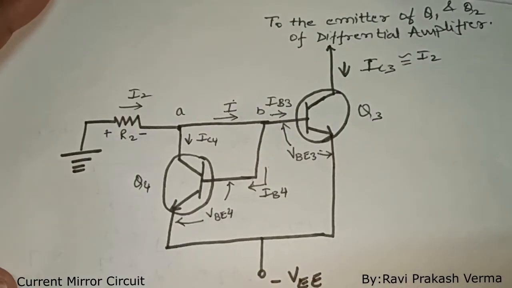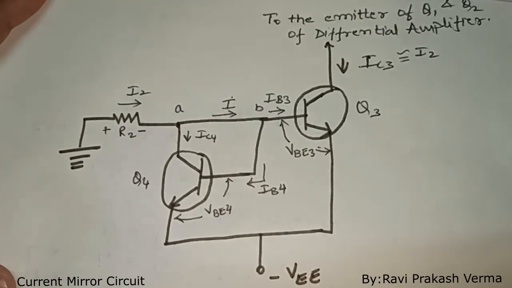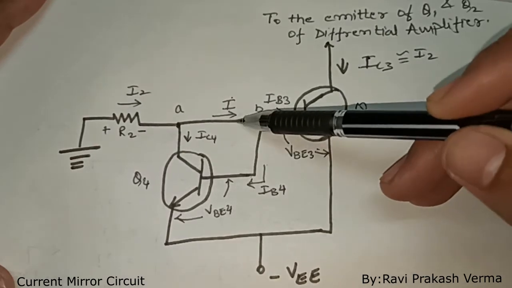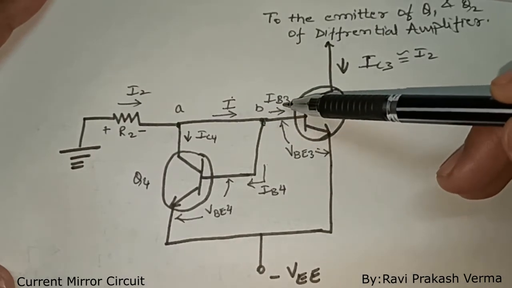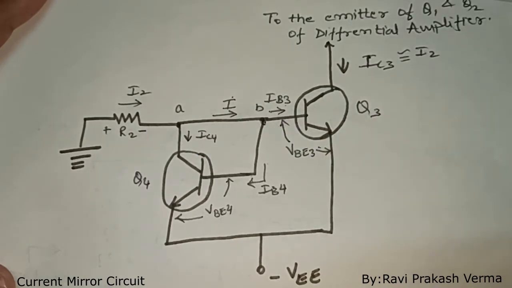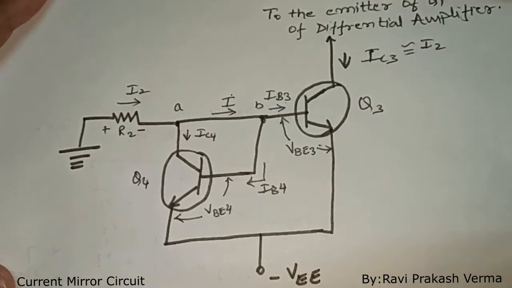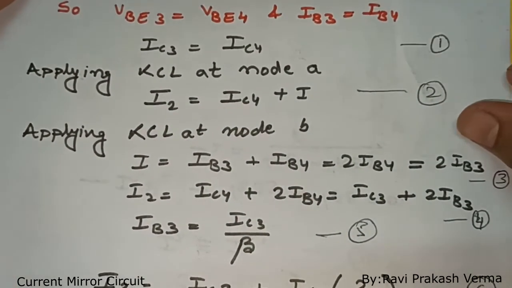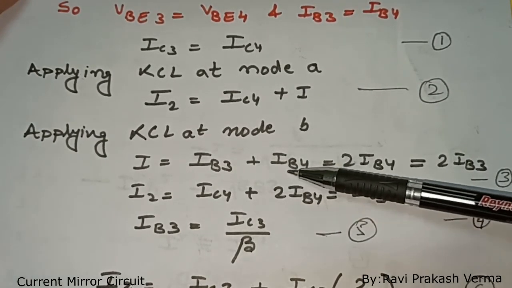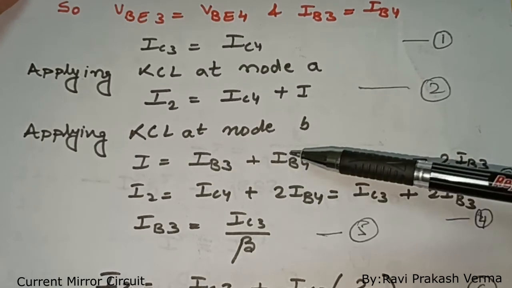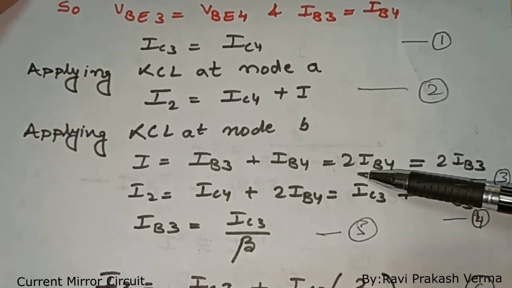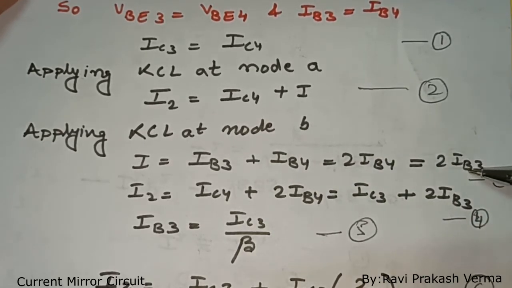Next, applying KCL at the node B. In this, the current entering is I and the current leaving is IB3 and IB4. So this equation will become I is equal to IB3 plus IB4. It has been written: I is equal to IB3 plus IB4. We also note that the base currents IB3 and IB4 are equal, so it can be written as 2 times IB4, or it can be written as 2 times IB3.